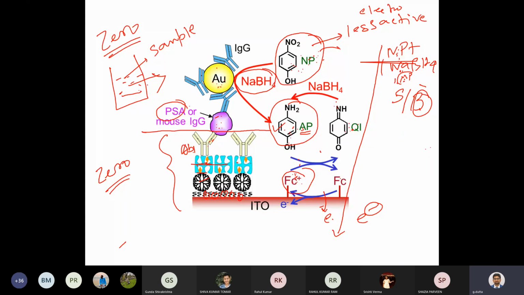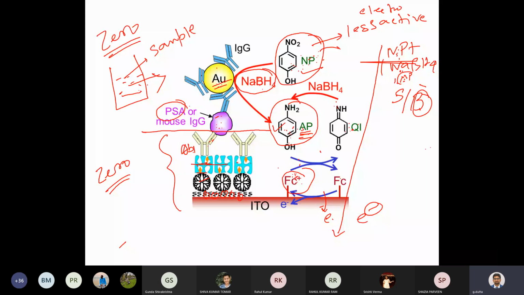So nitrophenol, sodium borohydride, and Fc plus are not reacting fast. That is clear. Now, as your surface contains gold nanoparticles, and we already checked, in the presence of gold nanoparticles, nitrophenol and sodium borohydride will react and form aminophenol. If your solution contains aminophenol, it will immediately start reacting with Fc plus. So nitrophenol was not reacting, but aminophenol can react very fast.